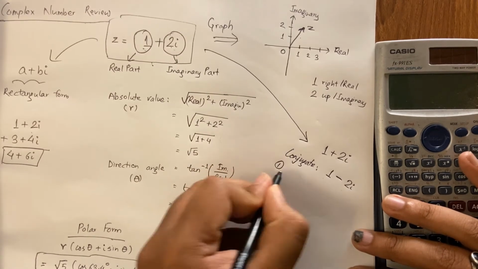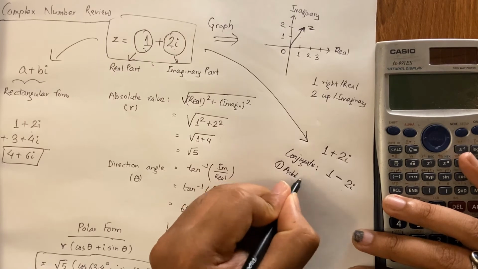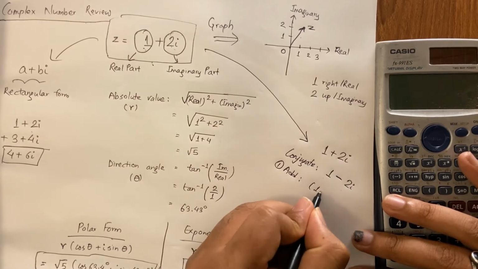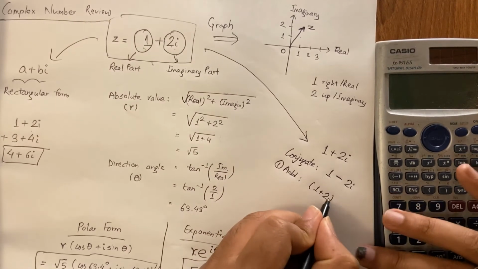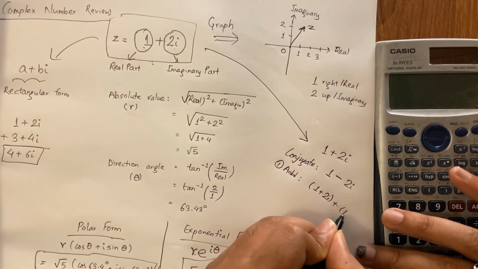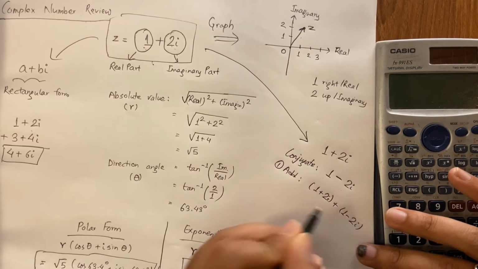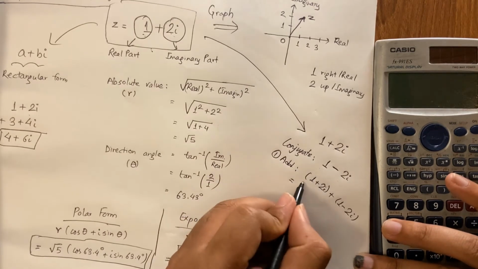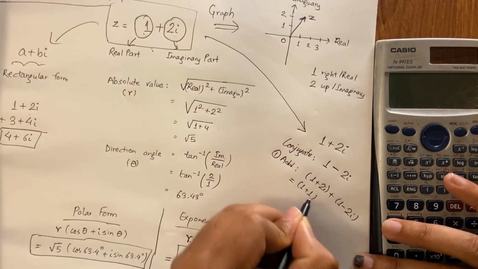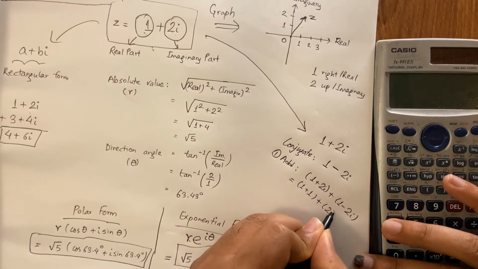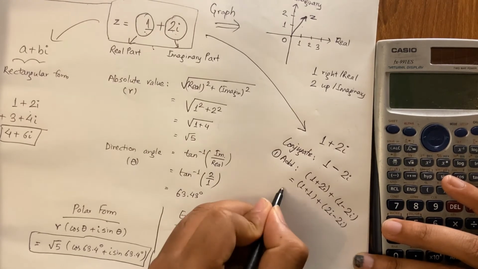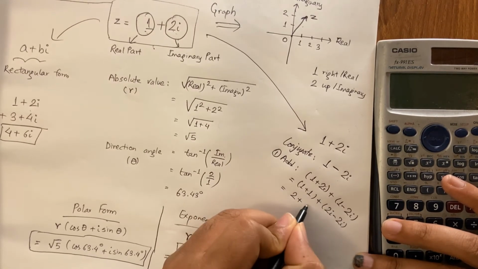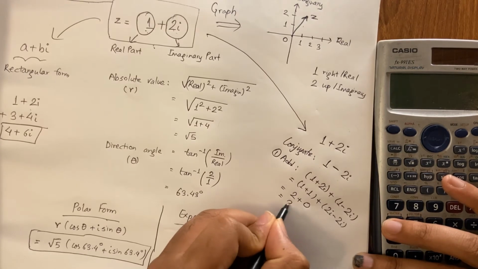Now there's a couple things you can do with your conjugate. First thing, we can add the number with its conjugate. So let's do that. We do 1 plus 2i and we add it to 1 minus 2i. Add the real part, you get 1 plus 1. Then the imaginary part, 2i minus 2i. See how it's 2 minus 2, which is basically 0.